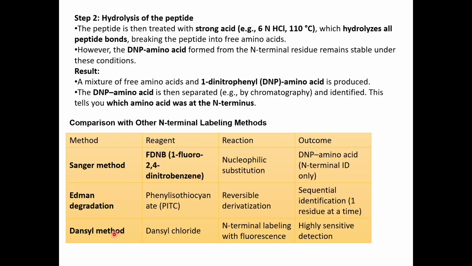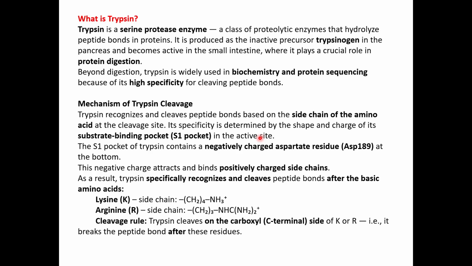Then we also have something called the Dansyl method, which uses dansyl chloride. And here we have N-terminal labeling with a fluorescence. So this is highly sensitive detection. So fluorescence helps you detect even better. So this is a quick comparison.